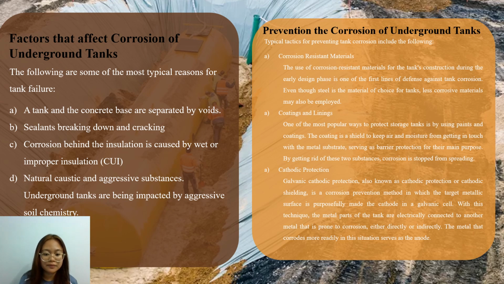The last one, cathodic protection. Kelvin cathodic protection, also known as cathodic protection, is a corrosion prevention method in which the target metallic surface is purposely made the cathode in a galvanic cell. With this technique, the metal parts of the tank are electrically connected to other metals that are prone to corrosion, either directly or indirectly. The metals that corrode more readily in this situation serve as an anode.